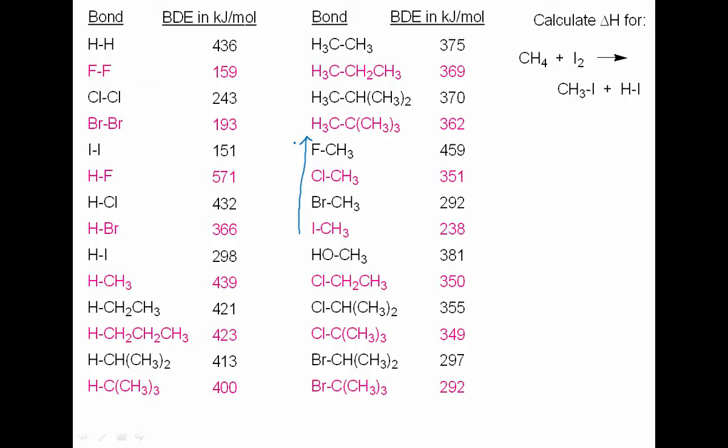All right, so what's delta H for iodine participating in this reaction? All right, so what do we break? We break carbon-hydrogen at methyl, and we break iodine-iodine. Okay? Break and break. What do we form? We form carbon-iodine, and we form hydrogen-iodine.